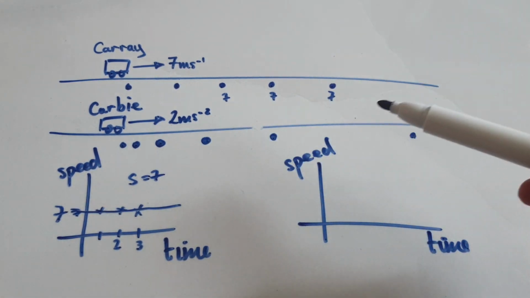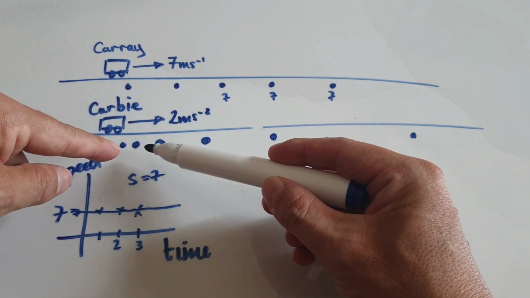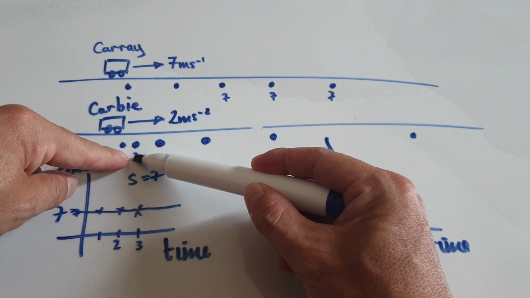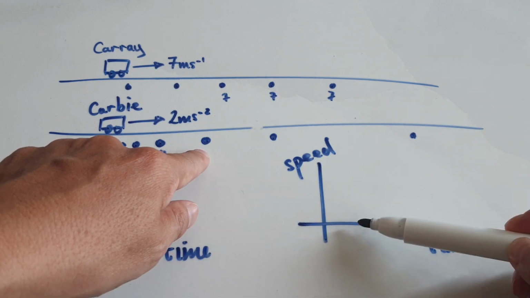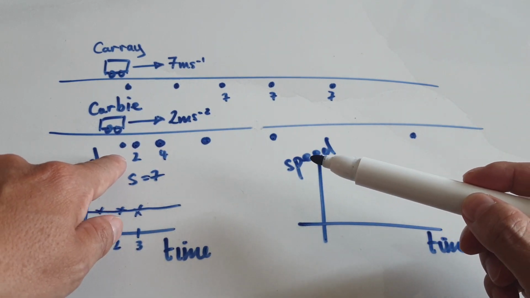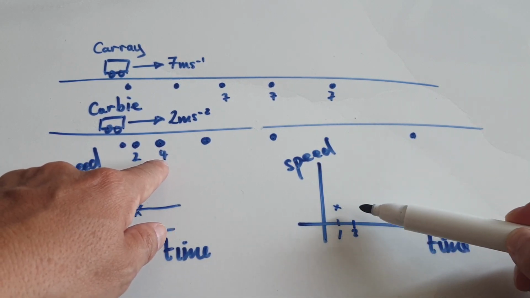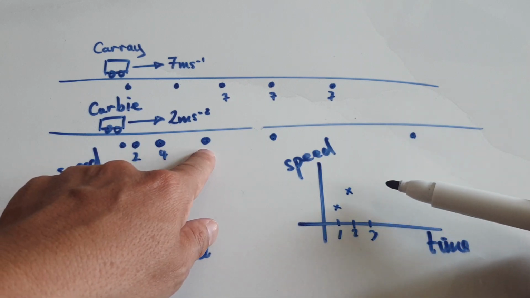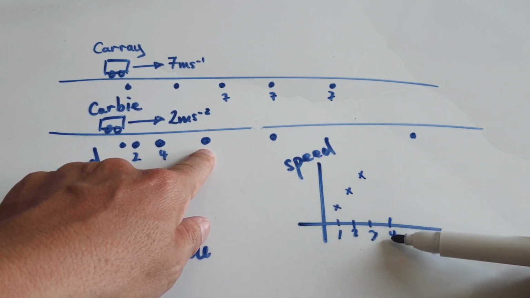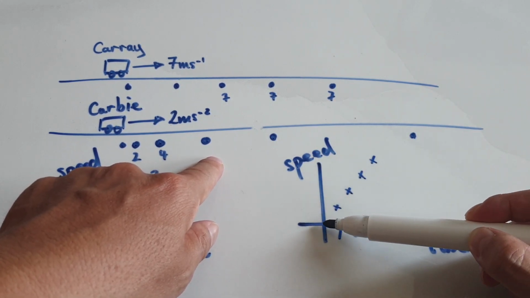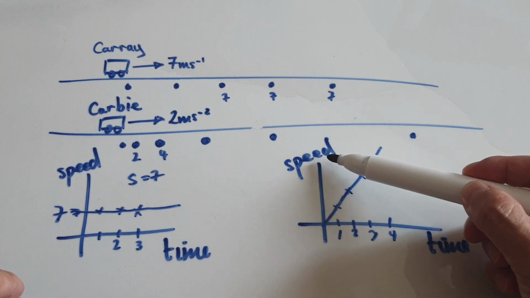S equals 7. Now for car B, it's accelerating. So acceleration means the speed increases every second. So when time is 1, the speed will be 2. When time is 2, the speed will be 4. When time is 3, the speed would be 6. When time is 4, the speed would be 8. So your speed time graph will look like this for car B. You can see that the speed is increasing.